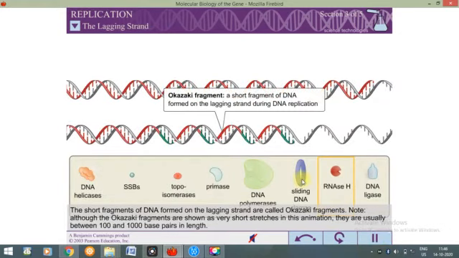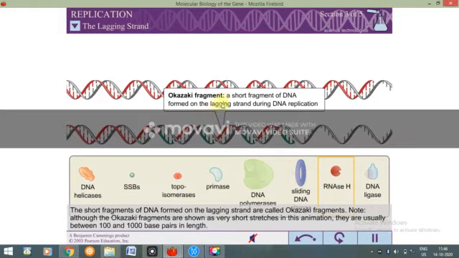Okay, sliding DNA clamp just increases the rate of reaction. One more thing. What are Okazaki fragments? A short fragment of DNA formed on the lagging strand during DNA replication is called an Okazaki fragment, because it was discovered by Mr. Okazaki from Japan. Okay, that's why it's called Okazaki fragment.